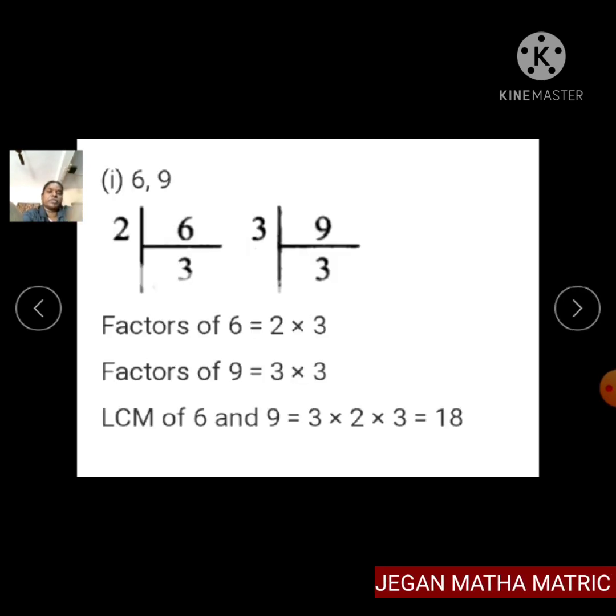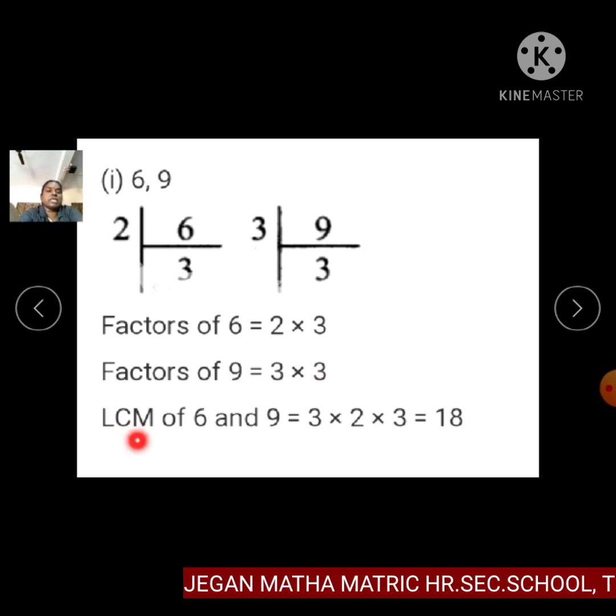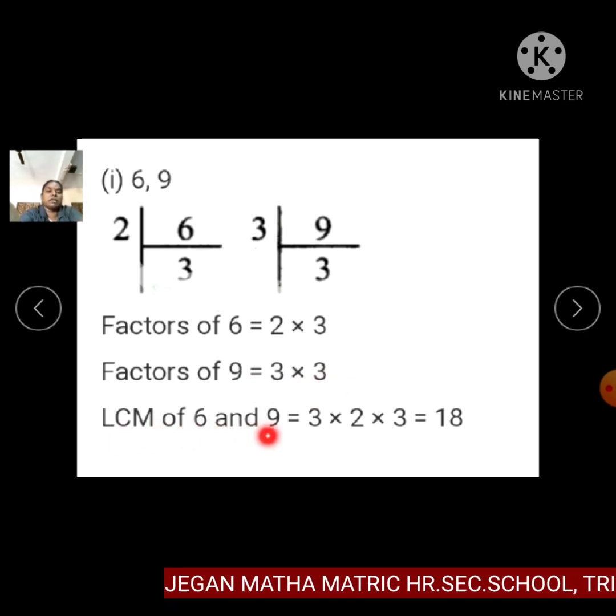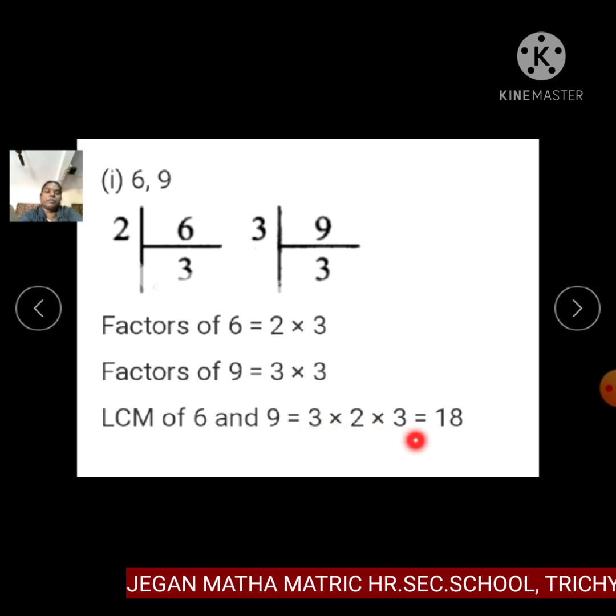Subdivision 1. The given numbers are 6 and 9. We find the factors of 6 and 9 by division method. 6 is divided by 2, we get 3. 9 is divided by 3, we get 3. Factors of 6 equal to 2 into 3. Factors of 9 equal to 3 into 3. So LCM of 6 and 9 equal to 3 into 2 into 3.